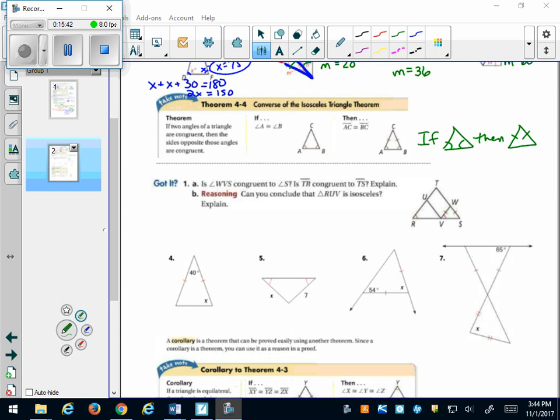Okay, so if we look at this little thing to think about here, if you look at this diagram, they're asking, is angle WVS congruent to angle S? Well, WVS is here. Is that congruent to S? Yes, because these two sides are congruent, so that would be congruent to this. That's good. Now they're asking, is TR congruent to TS? We'll see what you think about that.